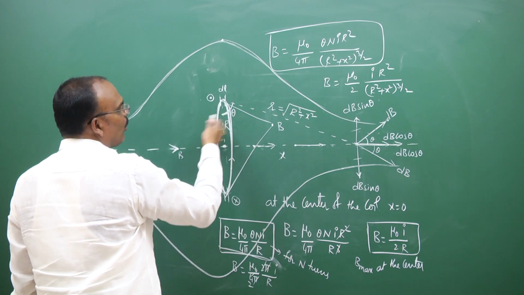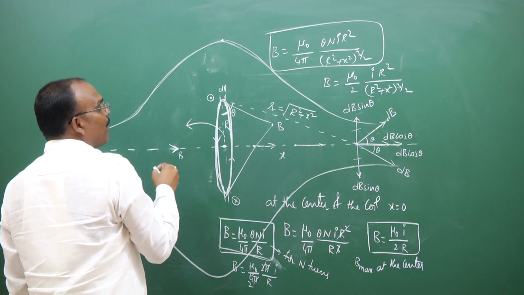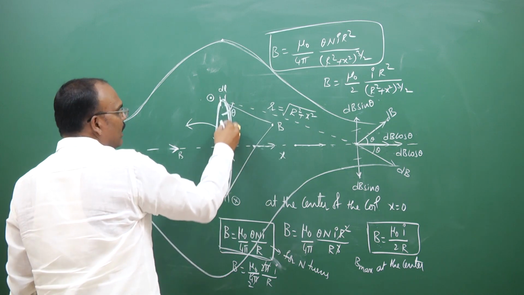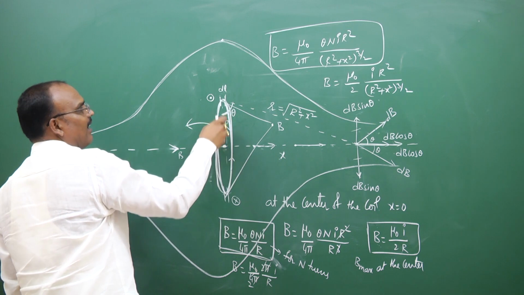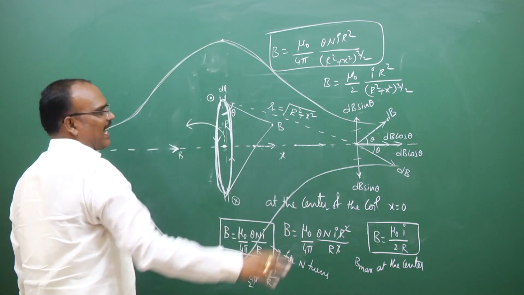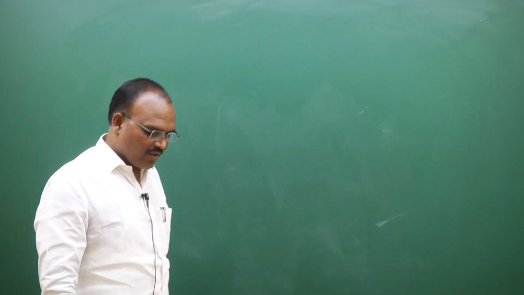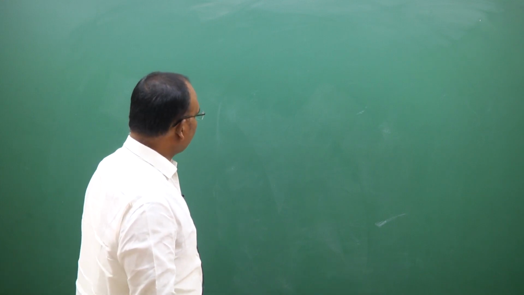Inside the circular coil, the magnetic field density is more, it is concentrated here. Strong field will exist inside, outside the field is weak. So now we will see some applications on straight conductors as well as circular conductors.